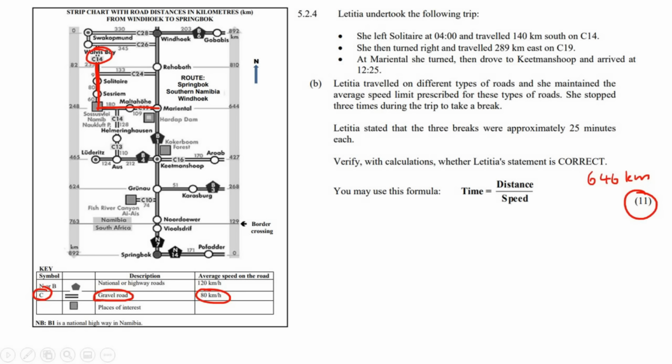So those are gravel roads up to there. On the gravel road, you are allowed to go 80 kilometers per hour, and we know that she wasn't speeding because it says here she maintained the average speed limit prescribed for the type of road. So for that area there, from Solitaire to Marienthal, she drove 80 kilometers per hour. That was her speed. Okay.